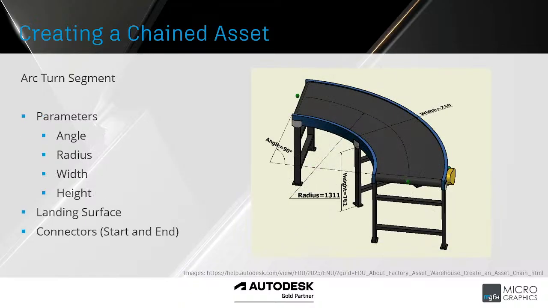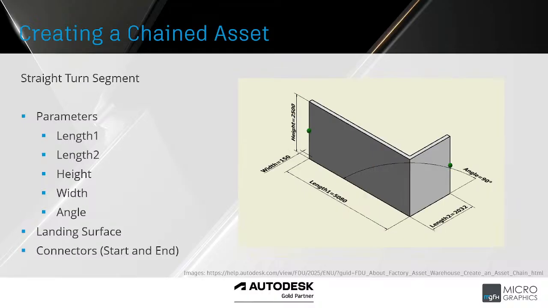The arc turn segment, parameters that are important here are the angle and radius. You can also set up your width and height parameters as well. Landing surface and connectors, start and end, are obviously important as well. On the straight turn segment, as I mentioned, there's the length 1 and length 2. So you have your 2 separate sides of the turn with their lengths. Then your height, width, and angle as well available as parameters.